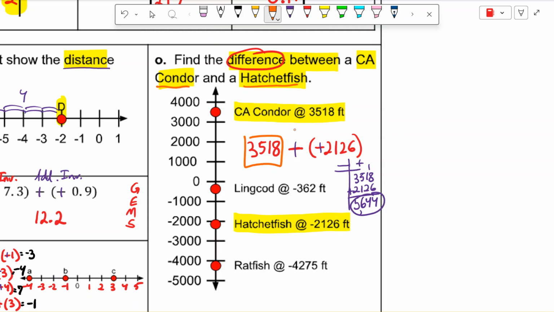We use additive inverse, not touching the front number, and that made that hard problem into a very easy one. Positives plus positives gives you more positives, 5,644.